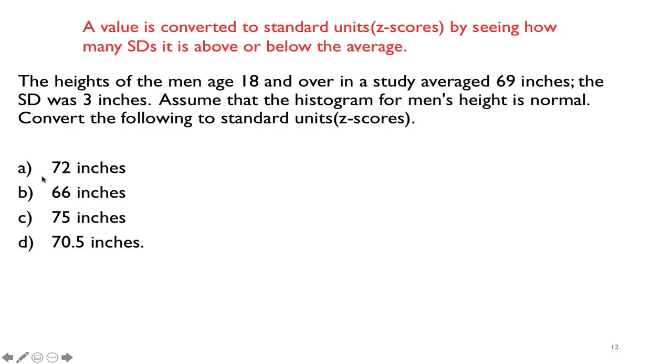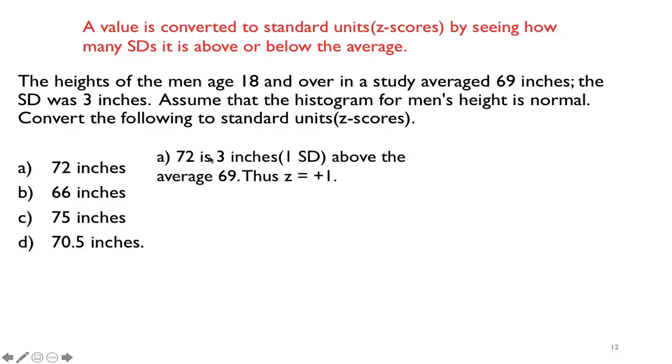We just want to know how far this is from the average in terms of the SD. Well, 72 is 3 inches above the average of 69. And 3 inches is the SD, so the equivalent Z-score for 72 is +1, because you are +1 SD away from the average.